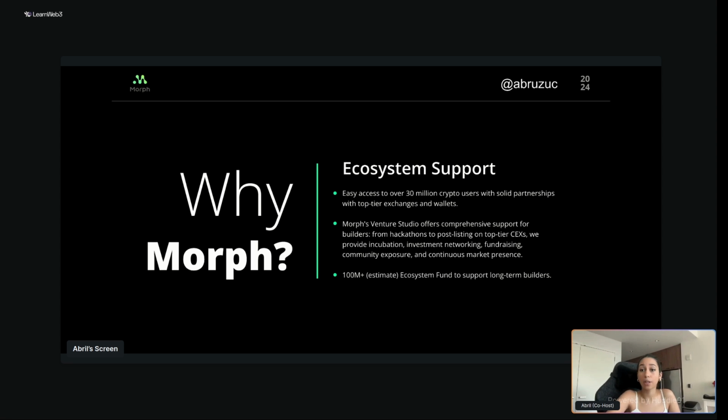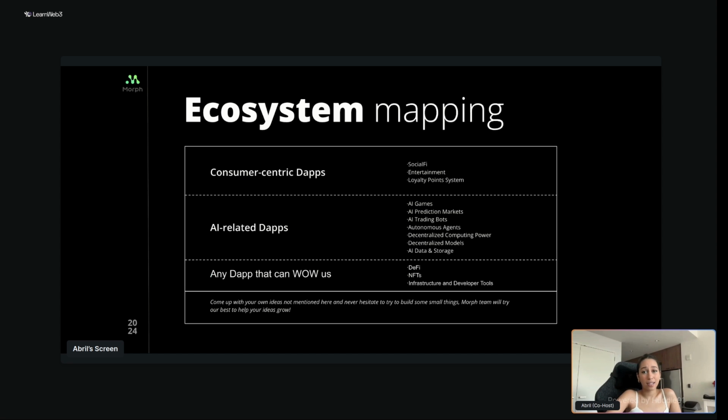So that's really exciting. As I said before, we are focusing on consumer, but we are not restricted to consumer applications. We are looking for SocialFi, entertainment, loyalty point systems, but I'm also very excited about decentralized AI. I know it's a very early ecosystem and there are not too many people building on it, but there are a lot of opportunities. We are trying to build towards that to bring more AI engineers, and it can be decentralized computing power, decentralized models, decentralized AI agents, data stores, AI games.